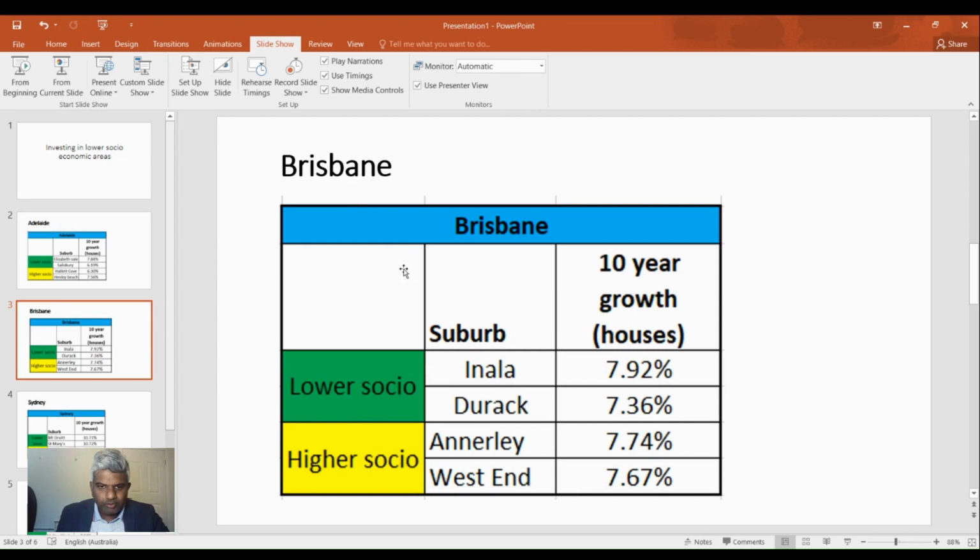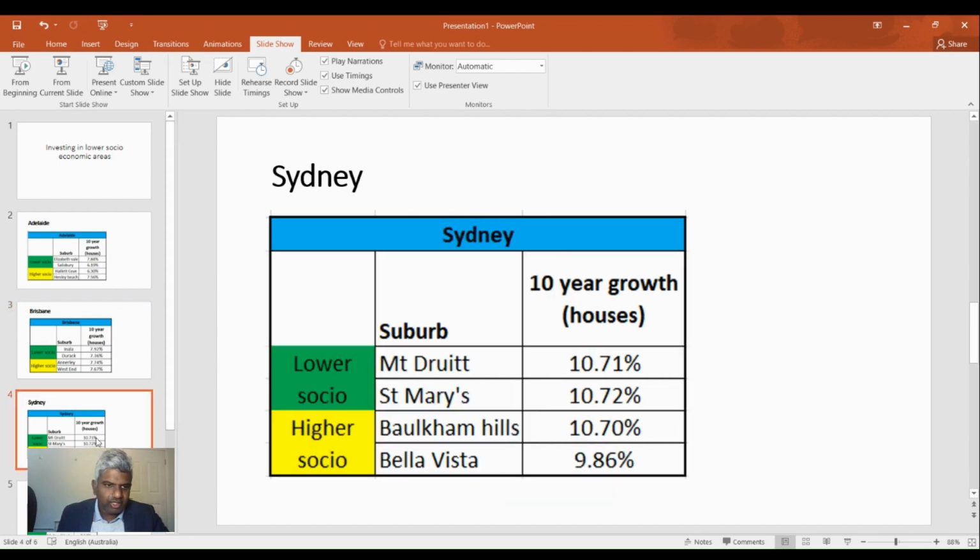Now, let's look at Brisbane. The suburbs of Inala and Durack, they've had about 7.92 and 7.36. The higher socioeconomic areas, Annerley and West End, 7.74 and 7.67. So you can see again everything around that 7%.